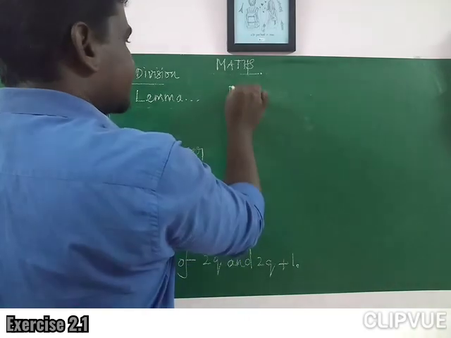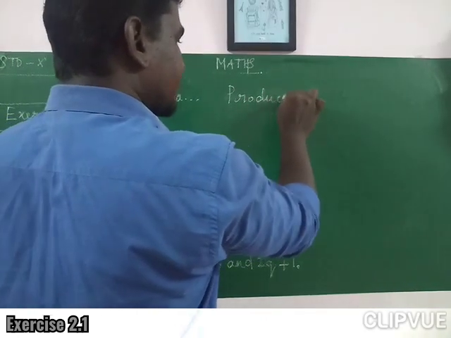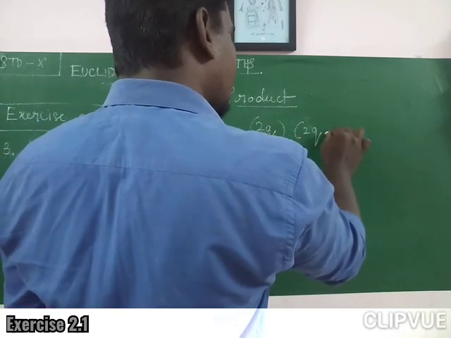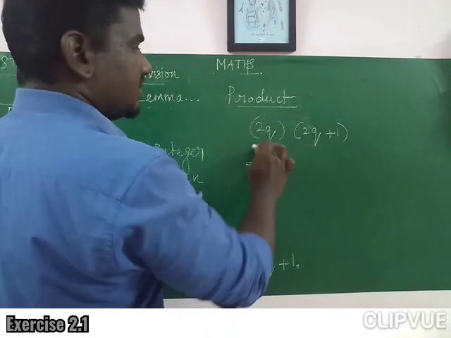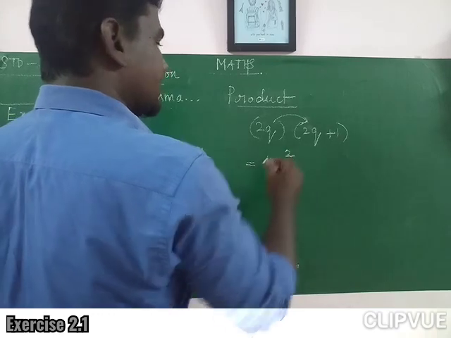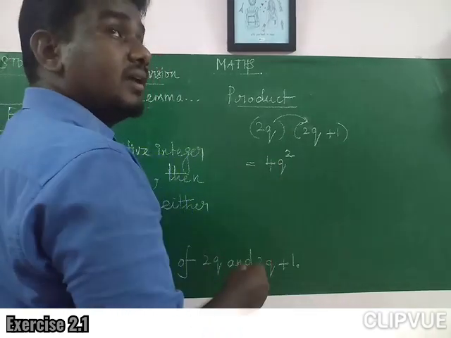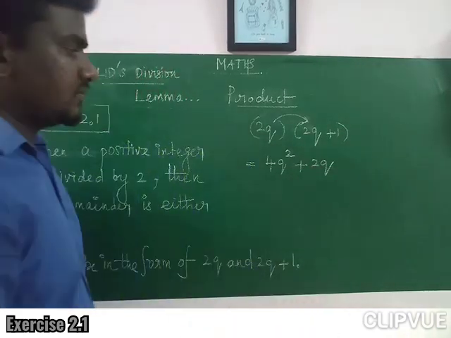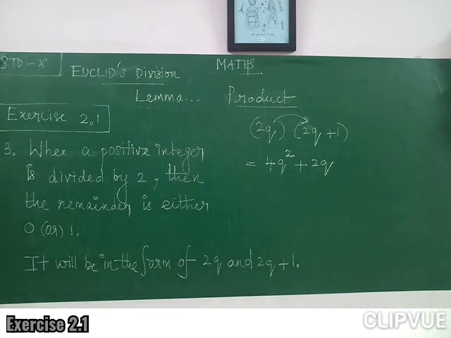So the product is 2q into 2q plus 1. 2q into 2q is 4q square, and 2q into 1 is 2q. So we get 4q square plus 2q. We are going to say this 4q square plus 2q is also divisible by 2.